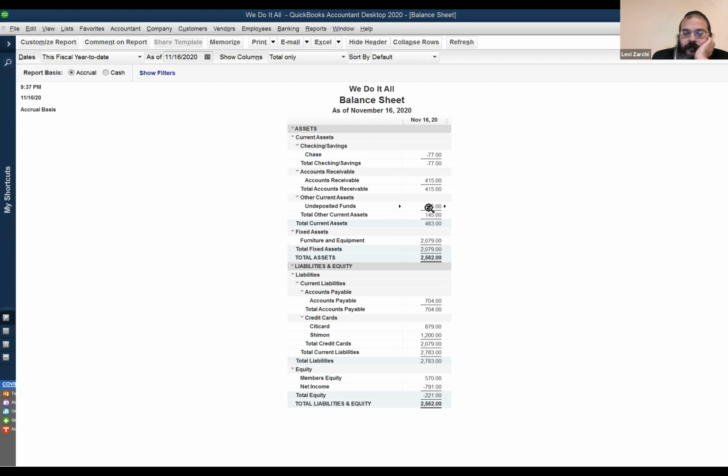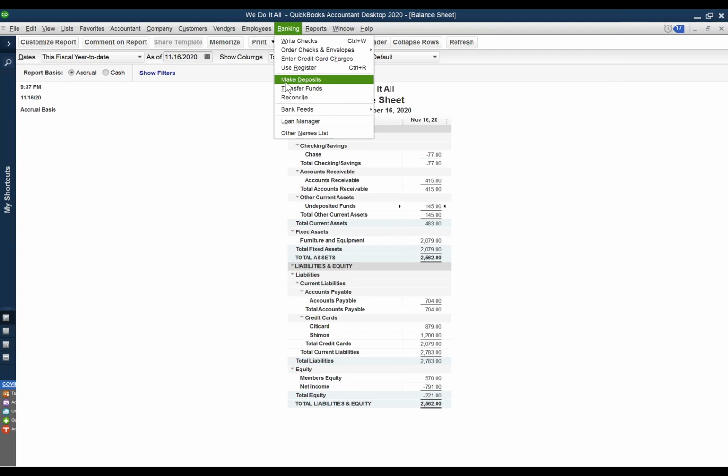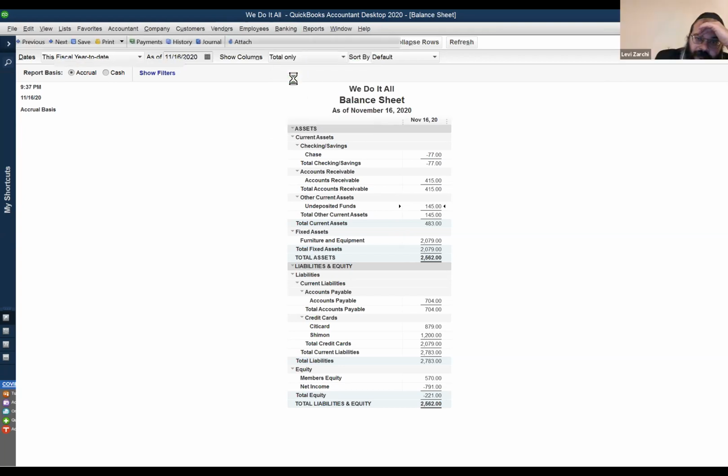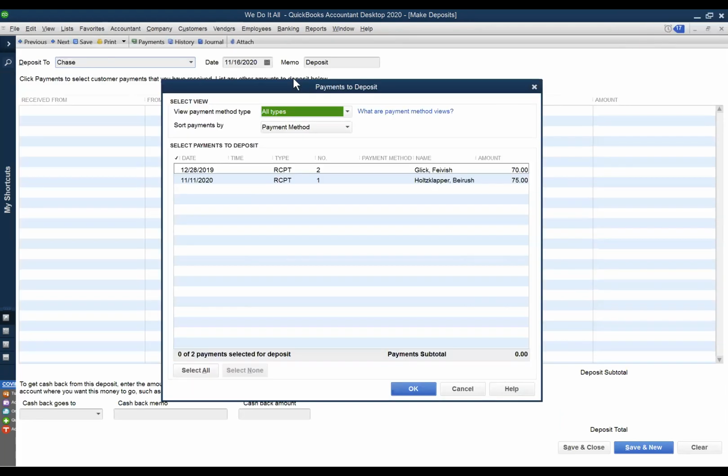So the way to do that is instead of double clicking on undeposited funds, because that only gives you a general report, you have to go to banking, make deposits, and see who do you have to deposit. Banking, make deposits, because I should only have Glick, 245. The other was only 70, so that's the difference. 245, that's $175. But you're still $10 off.